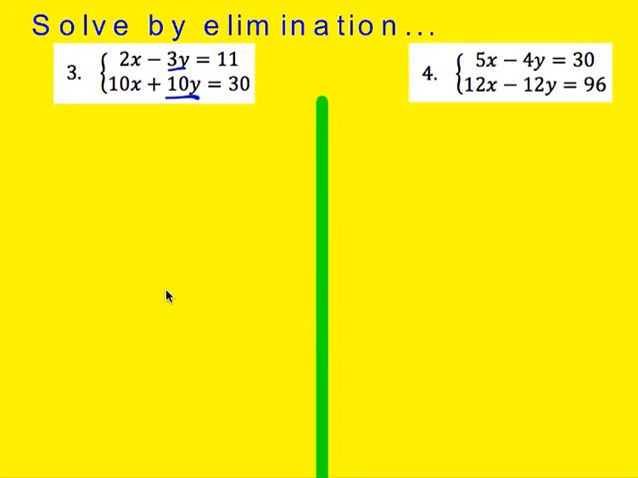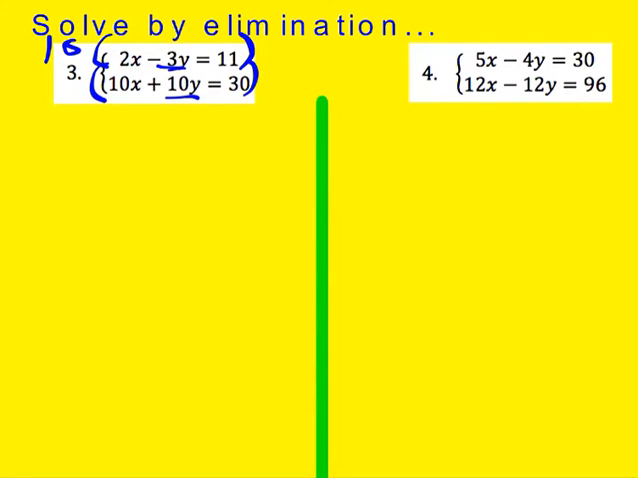So I need to ask myself, how can I take 3 and 10 and make them be the same number? What's the smallest number they both multiply to? And that smallest number is 30. So what do I need to multiply 3 by to get to 30? Well, I need to multiply it by 10. So I'm going to multiply that entire top equation by 10.